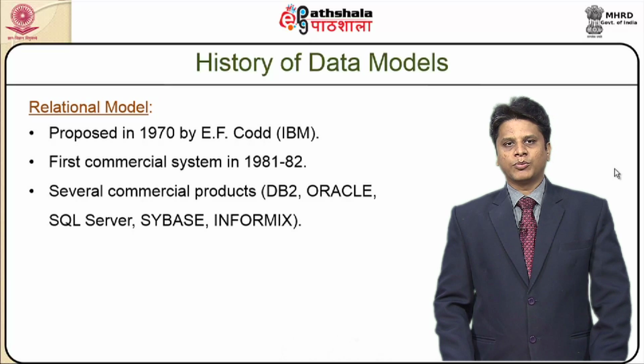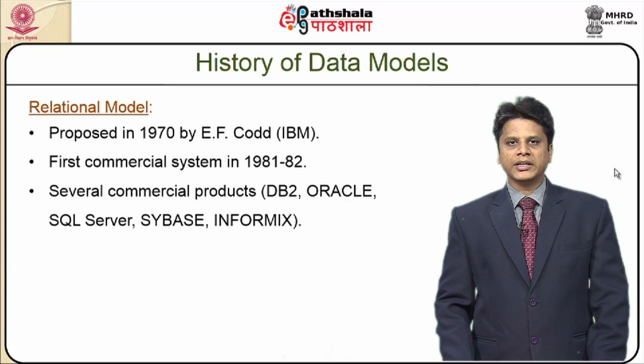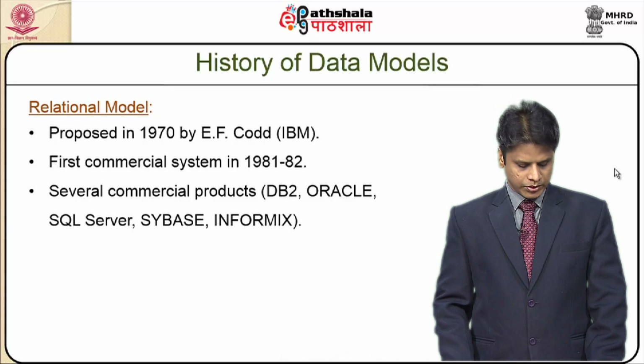To look at the history of data models, initially we will see what this relational model would mean. This relational model was proposed in 1970 by E.F. Codd. It was part of the development of IBM labs. This was made commercial in the year 81-82. Although it was initially perceived in the 1970s, it took 10 years for it to completely develop and make it as a commercial version. Several commercial products like DB2, Oracle, SQL Server, Sybase, Informix were supplementary to this.